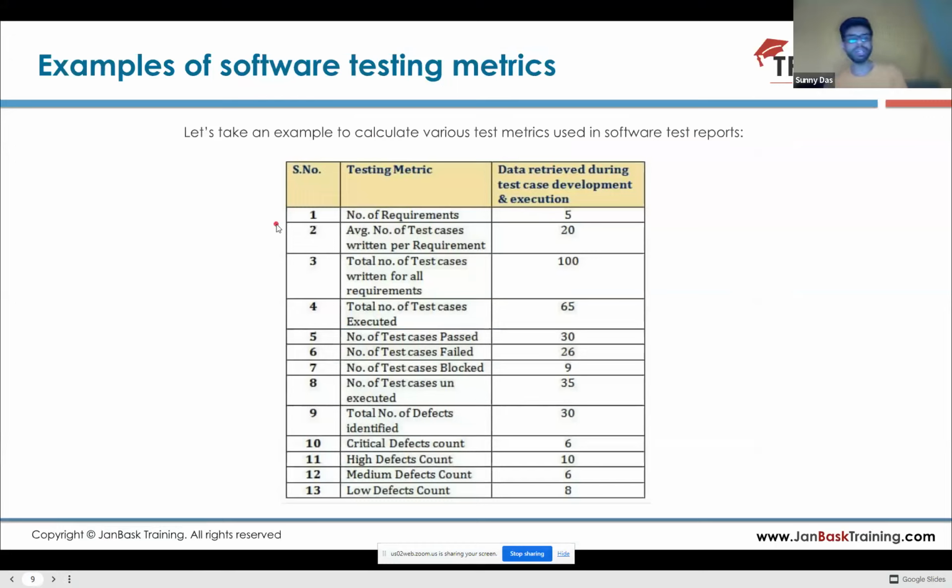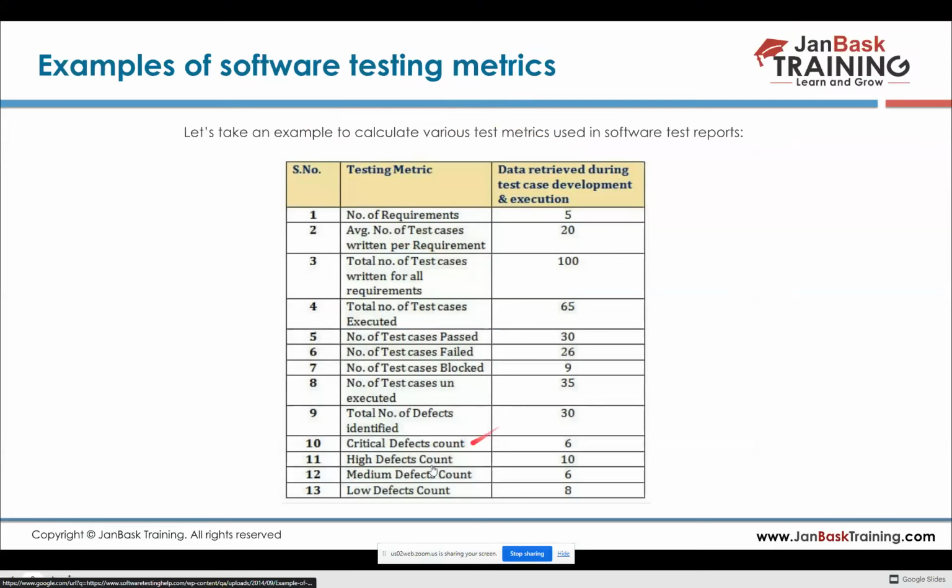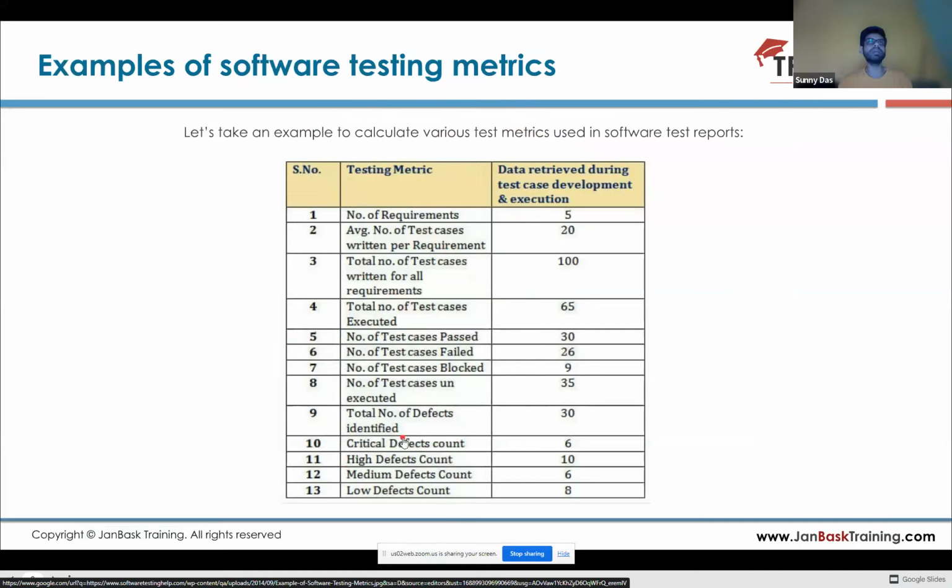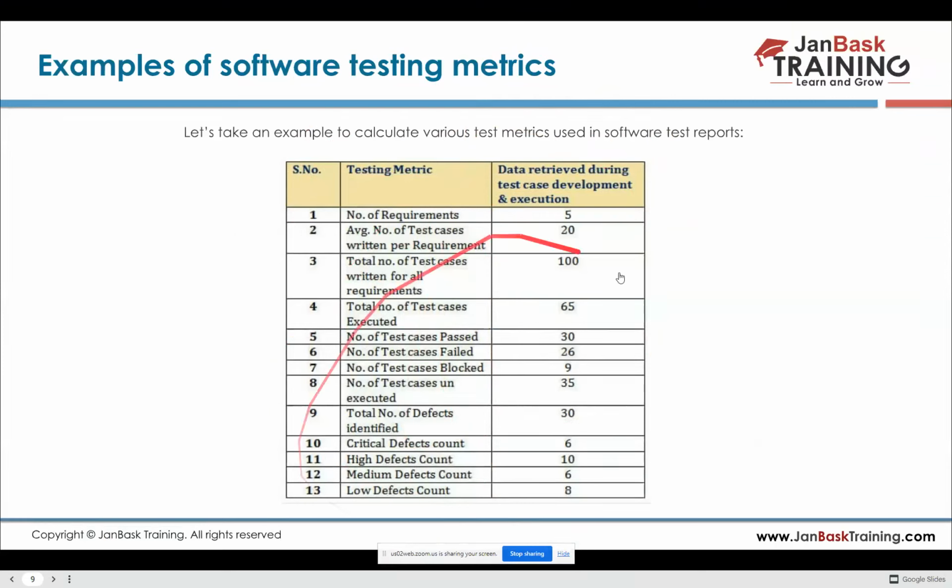Okay. So now we are going to see different types of test metrics. Here we have an example with some data points. These are the kind of data points that will be generated from the report, or you need to provide all this data to the management, and from there they will generate the different test metrics. An example is given here.